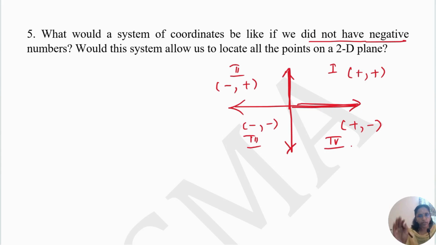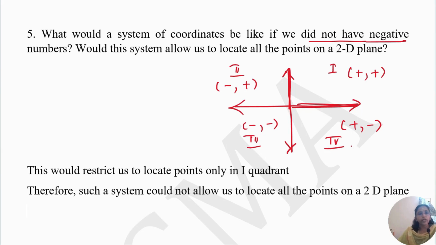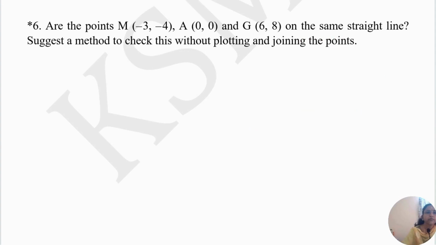So with respect to the x-axis, we can mark only the right side part, and with respect to the y-axis, we can mark only the upper side, and that will restrict our marking only to the first quadrant. So you can write your answer this way. This would restrict us to locate the points only in the first quadrant. Therefore, such a system could not allow us to locate all the points on the 2D plane.